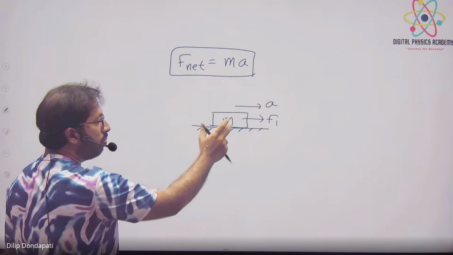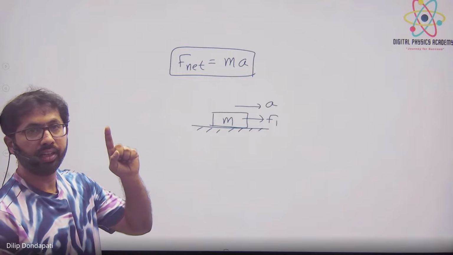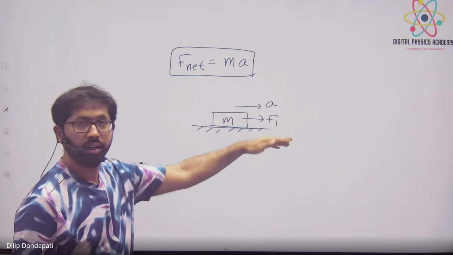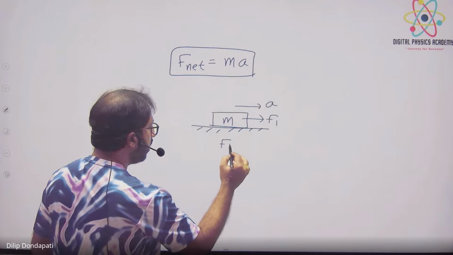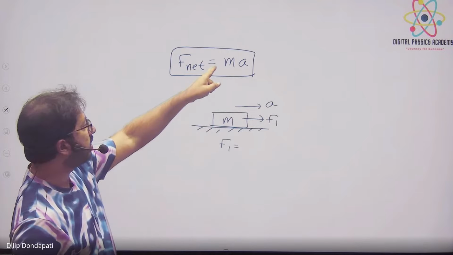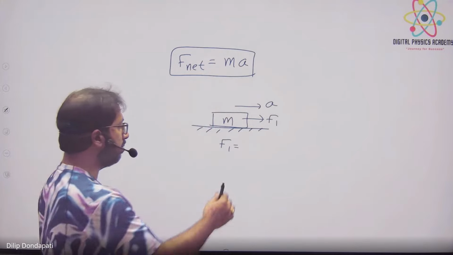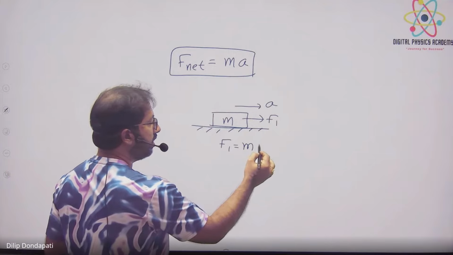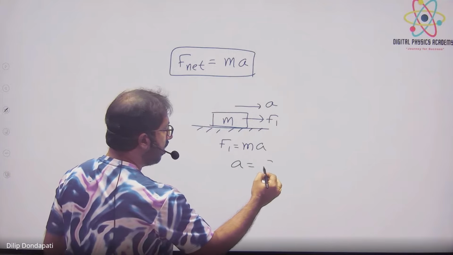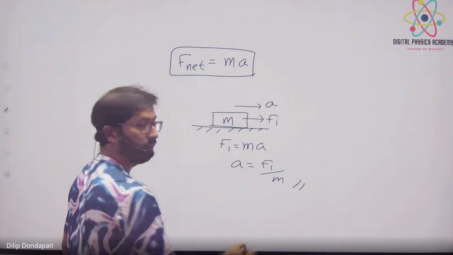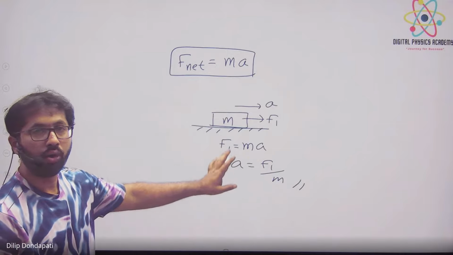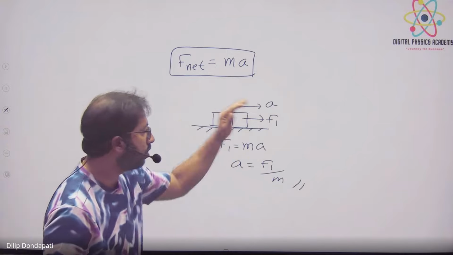See, on this mass only one force is acting, that is F1. So how to apply? F1 is equal to mass into acceleration. Here mass is m only and a is a only. So from this, a is equal to F1 by m. So to find acceleration, simply net force equal to ma.